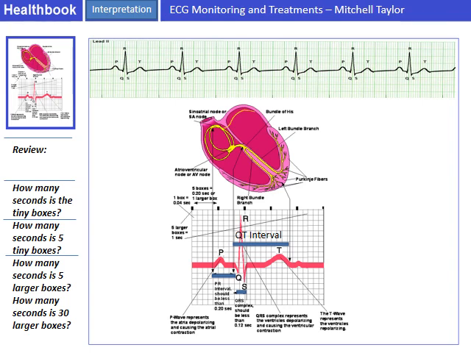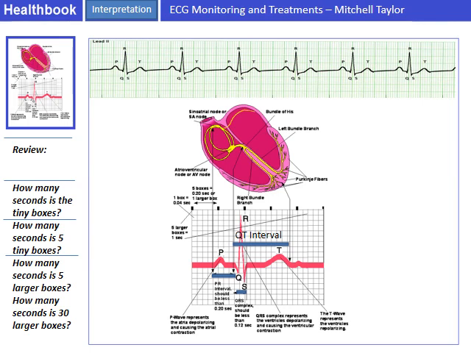Okay, welcome back. We're going to talk about rhythm interpretation now, and this is a kind of review to go over the little boxes and all of that. What we're trying to get after when we're doing interpretation on the rhythm is the heart rate. We'll talk about regularity and what that means. We'll talk about sinus and all of that again.